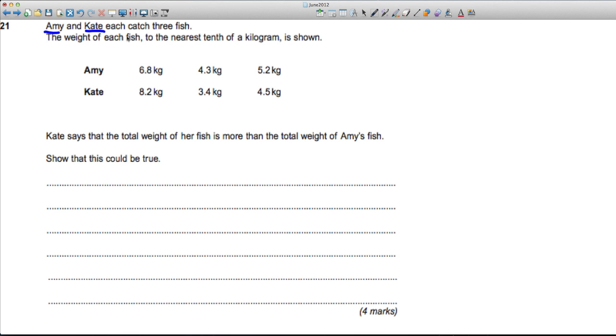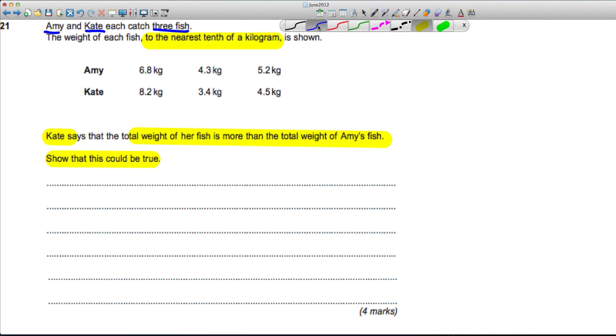Amy and Kate catch 3 fish. The weight of each fish, and this is the key part, to the nearest tenth of a kilogram is shown. Kate says that the total weight of her fish is more than the total weight of Amy's. Show that this could be true.